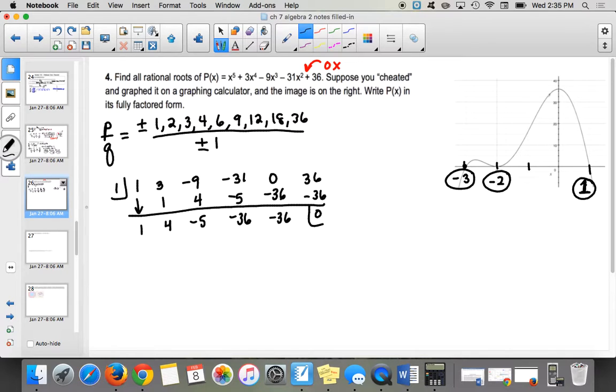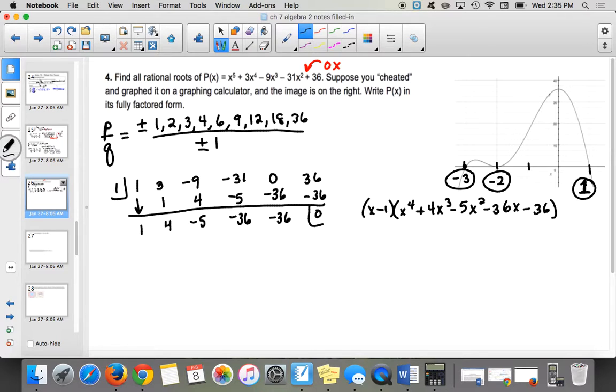But we're going to write off to the side what this factored form is. So off on the right-hand side, let's write, we had our x minus 1. And then if I started with x the fifth, what do I have now? X the fourth, right? So I'm going to have x the fourth plus 4x cubed minus 5x squared minus 36x minus 36.